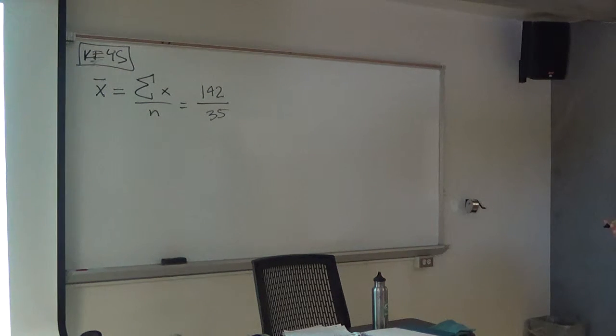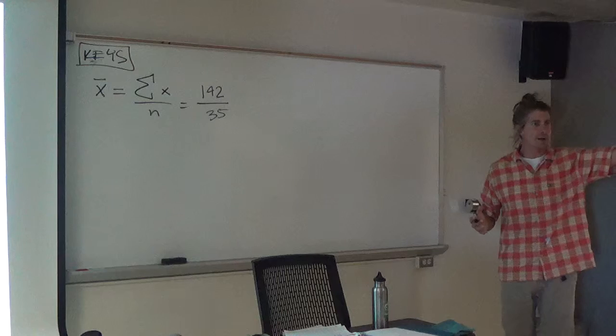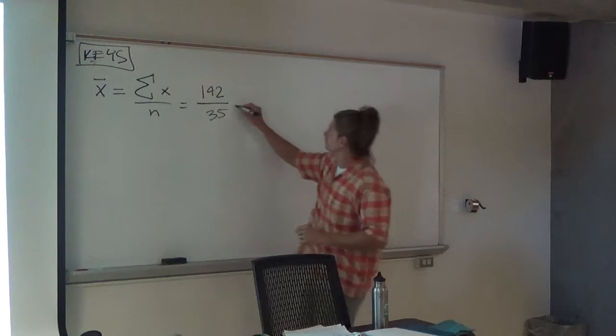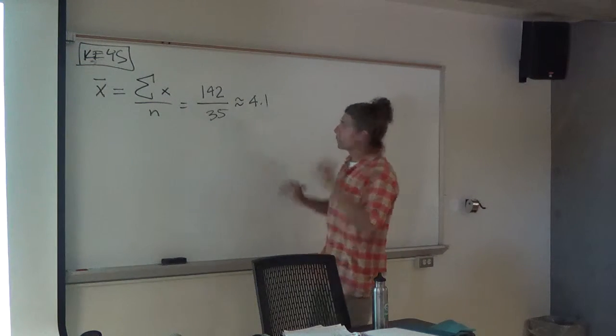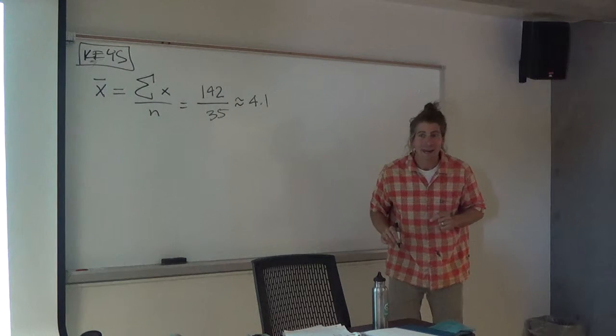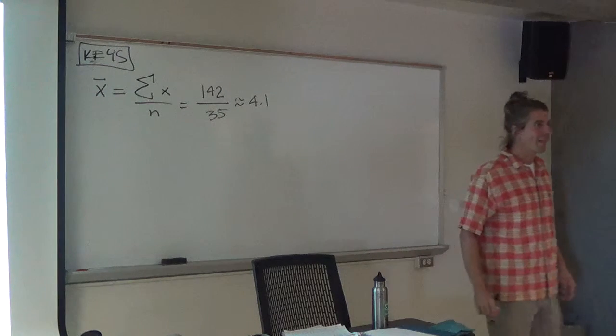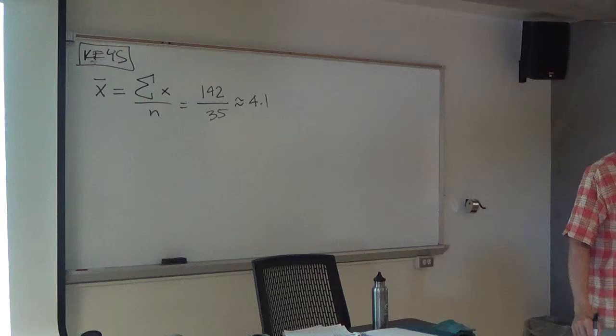When we do the division, about 4? Just over 4? 4.06? Want to call it 4.1? Call it 4.1. 4.1 what? Keys per person, right?